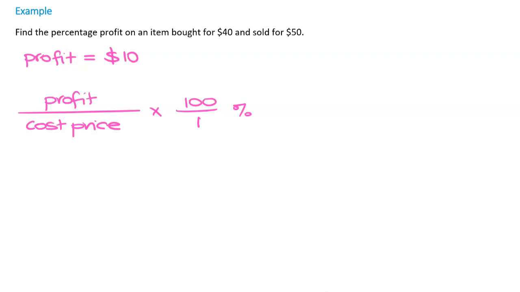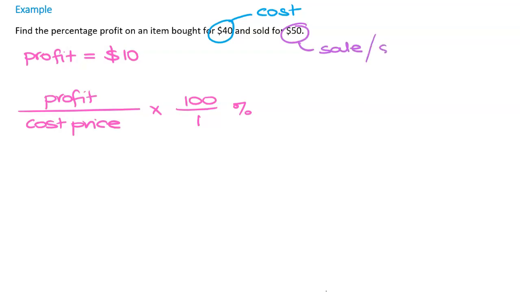Let's identify the values that we have in our information here. If we bought it for $40, that's the cost price to the seller. And if we sold it for $50, well, that's going to be the sale price, which is also selling price. I don't mind if you write sale or selling. So we used the cost and the sale price to figure out the profit of $10. We've written out our equation here, and now we're going to substitute into our equation.